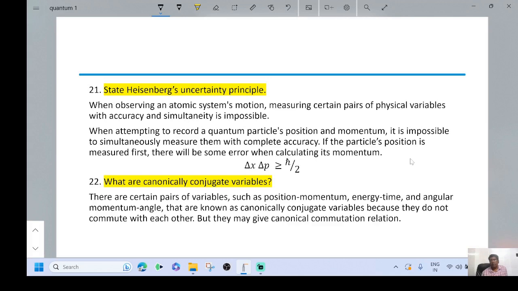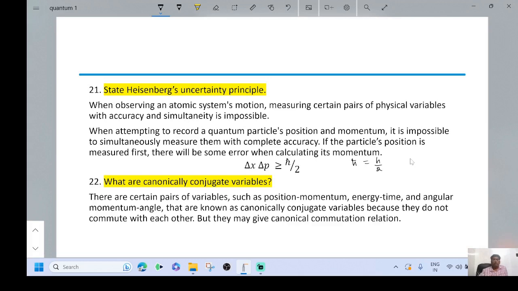Here, delta x is uncertainty in position, that is error in calculating position. Delta p is then error in calculating momentum. H cross is h by 2 pi, Planck's constant by 2 pi.